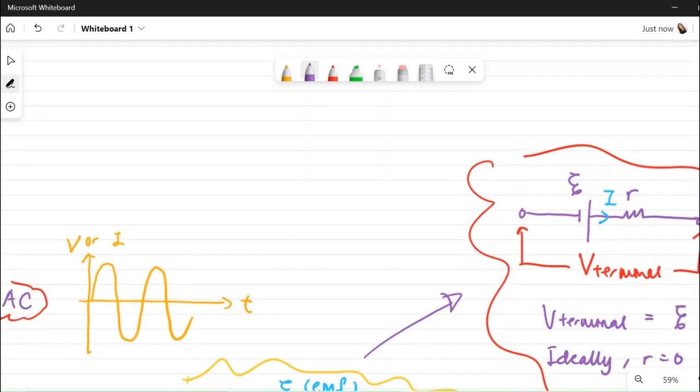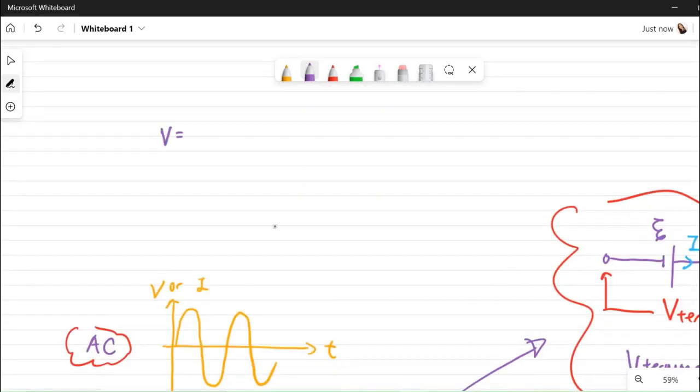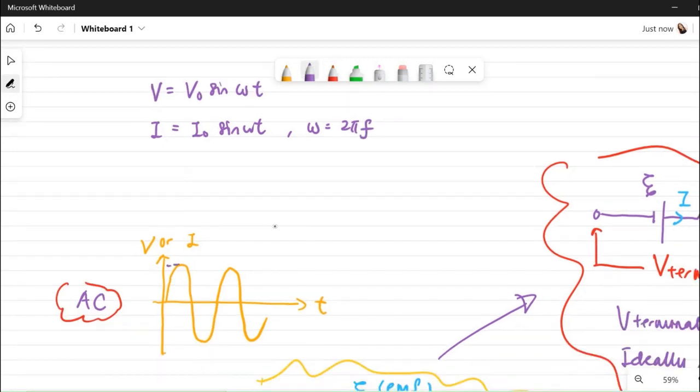For example, I use the expression V equals V naught sine omega t to represent the voltage of an AC, and the current is I equals I naught sine omega t, where omega is equal to 2 pi f. So what is I naught here? If you refer to the graph, I naught stands for the maximum voltage or the maximum current. Some reference books may use the peak to represent the maximum current or the maximum voltage.